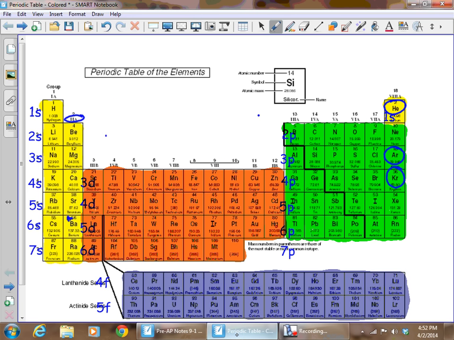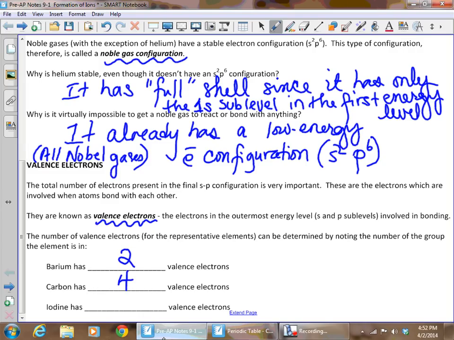Carbon, on the other hand, if we look back at the periodic table, is over here. Carbon is in group 4A. Remember, we're looking at the Roman numeral, not the regular number, the Roman numeral. And that Roman numeral is a 4. It tells us that carbon has 4 valence electrons.